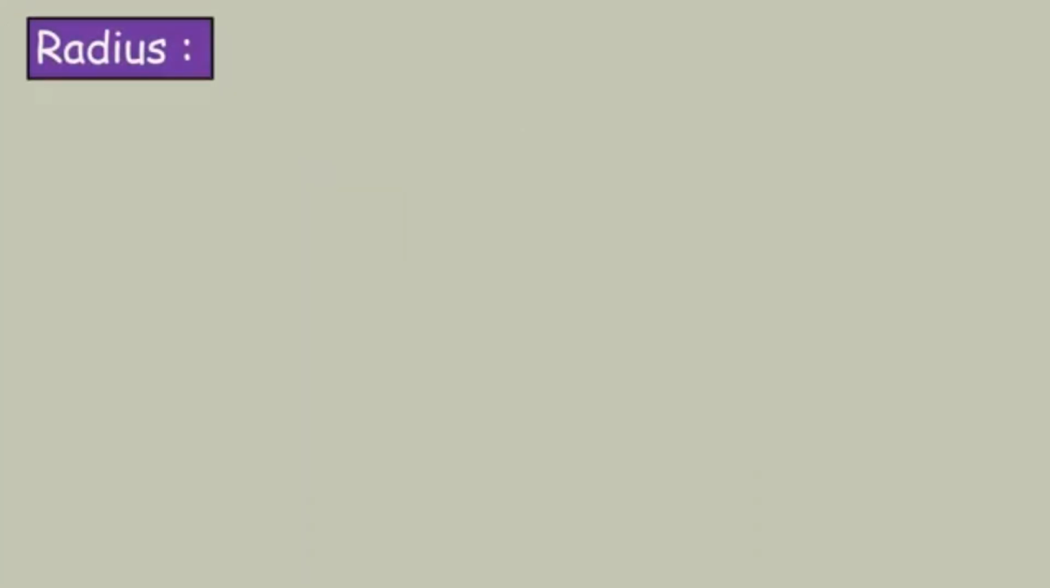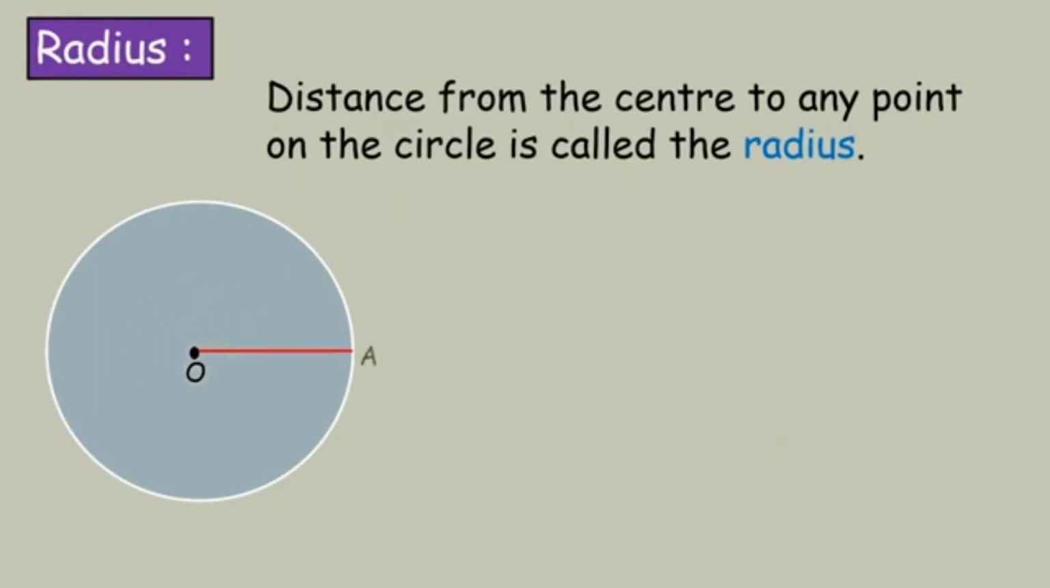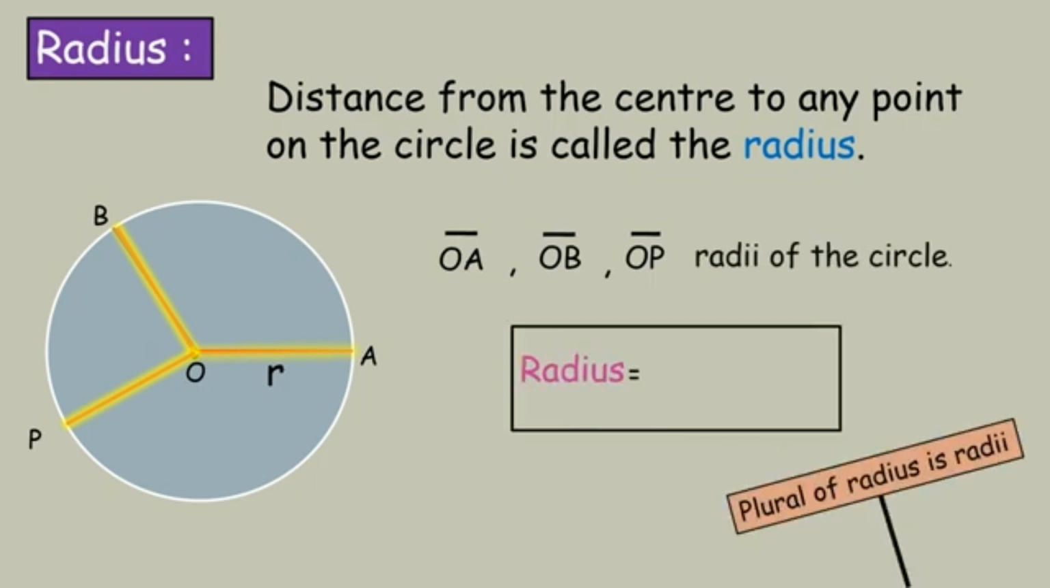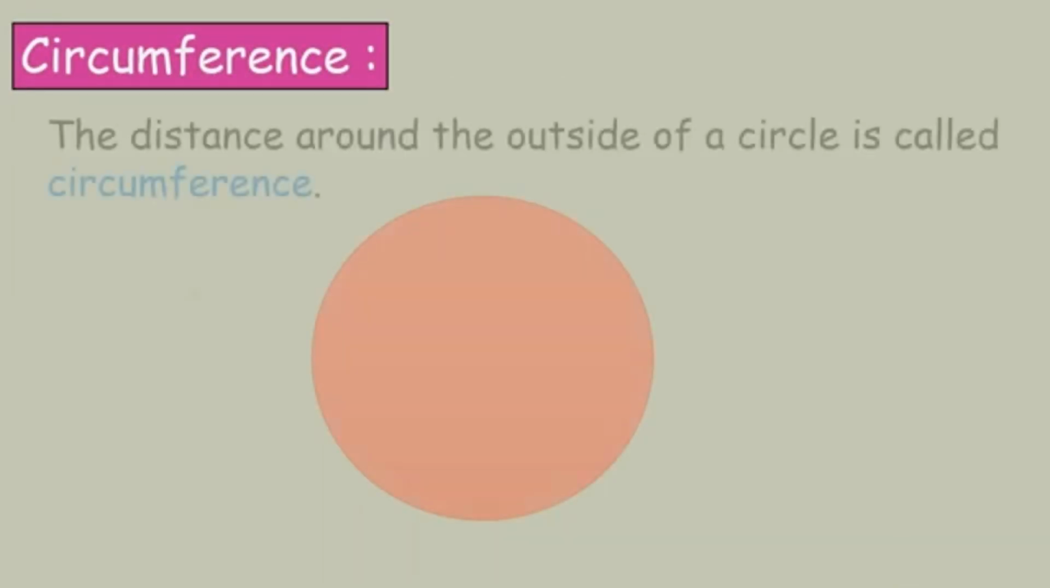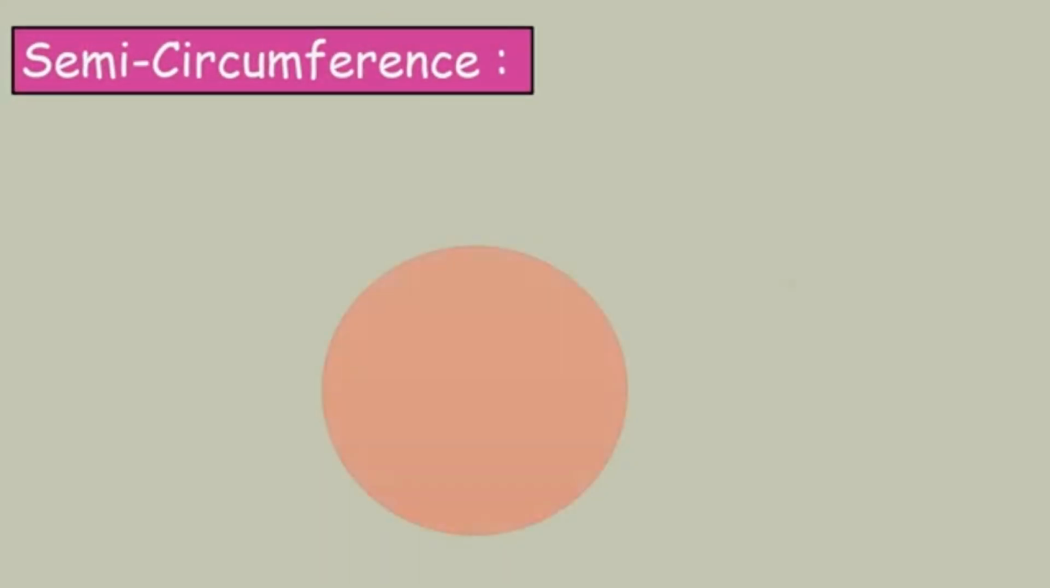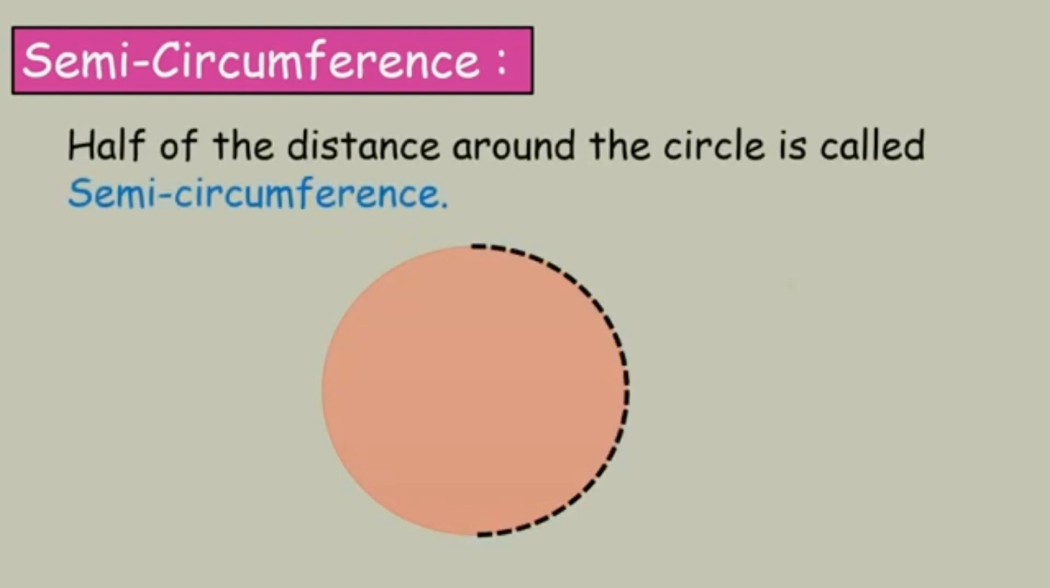Radius. Distance from the center to any point on the circle is called the radius. In this circle, line segments OA, OB, OP are the radii of the circle. Here, radius is equal to half of the diameter. Circumference. The distance around the outside of a circle is called circumference. Semicircumference. Half of the distance around the circle is called semicircumference.